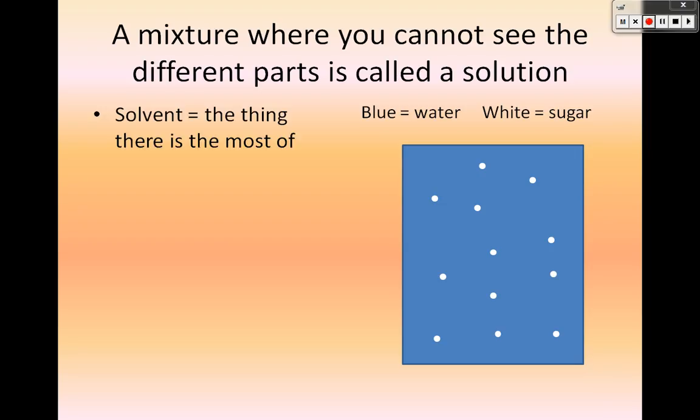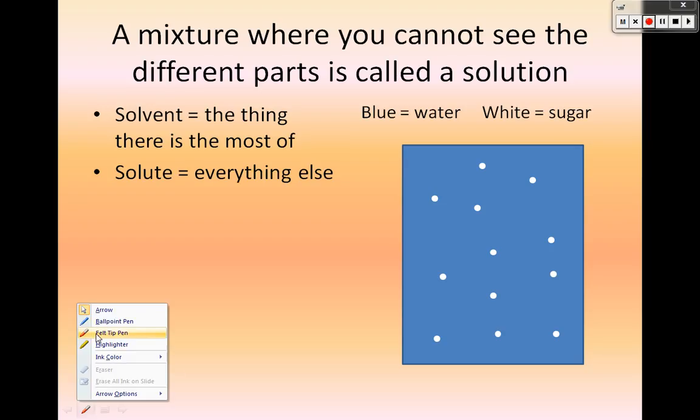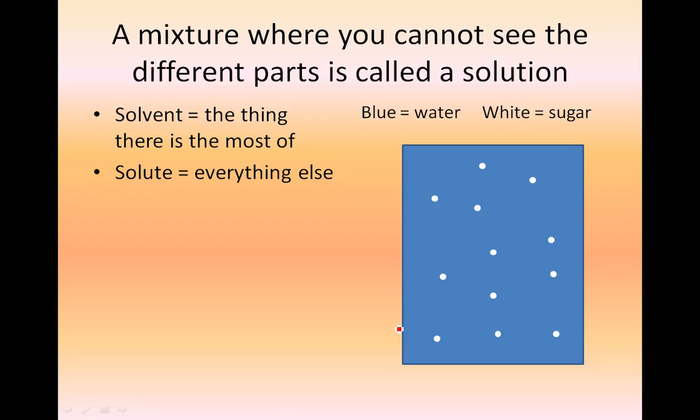So there are 2 parts of a solution. There's the solvent, and that's the thing there's the most of. And then there's a solute, and that's everything else. So take a second and define which part of this sugar water is the solvent and which is the solute. So you should have gotten that the water was the solvent, because there's the most of that, and then the sugar is the solute, because that's everything else.